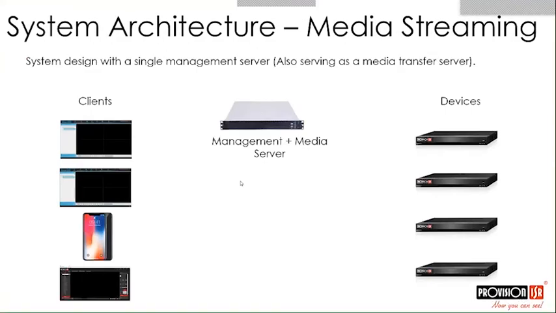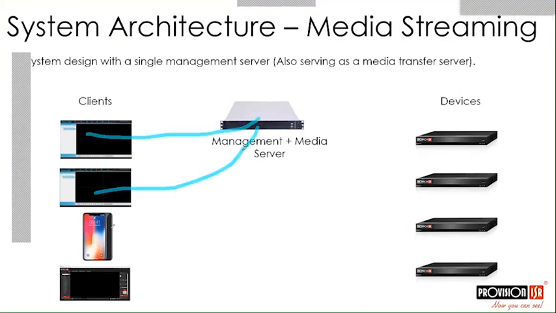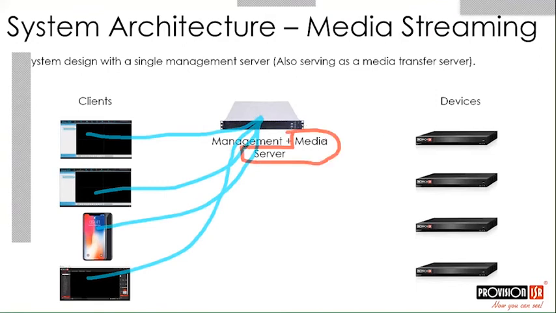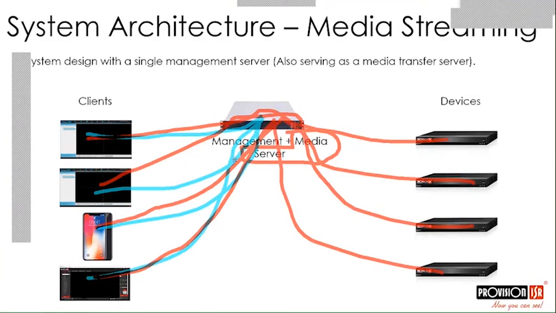Okay. So for the system architecture, we have, for example, here the management server plus the media server. What we need to understand is that the clients request, there is no animation, so I will try to draw it. Okay, so the clients ask the management server for permission to get the video. And once the permission is granted, we have the media server. So all the video from the devices will be streamed through the media server to the clients.